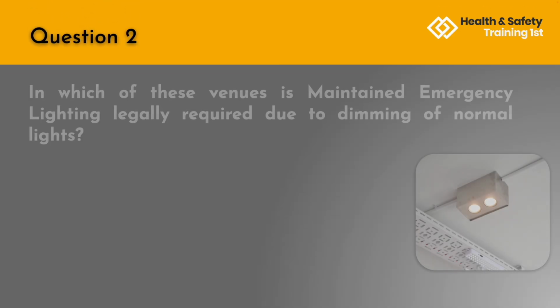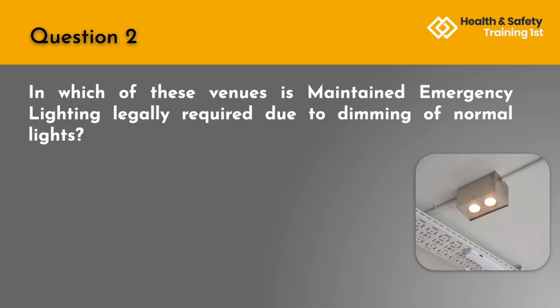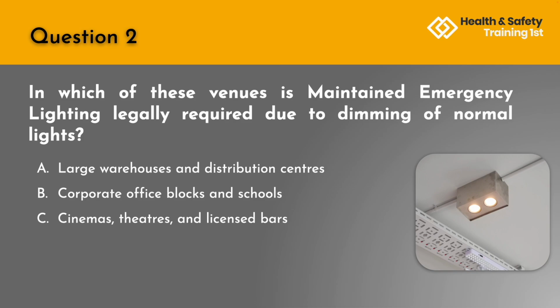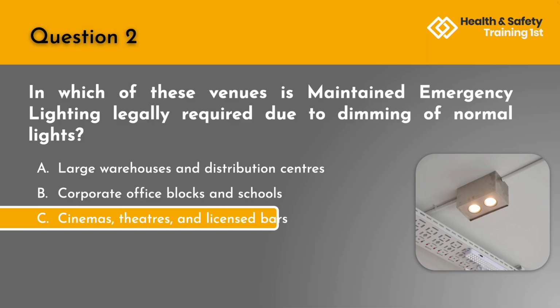Question 2. In which of these venues is maintained emergency lighting legally required due to the dimming of normal lights? A. Large warehouses and distribution centres. B. Corporate office blocks and schools. Or C. Cinemas, theatres and licensed bars. The correct answer is C. Cinemas, theatres and licensed bars.